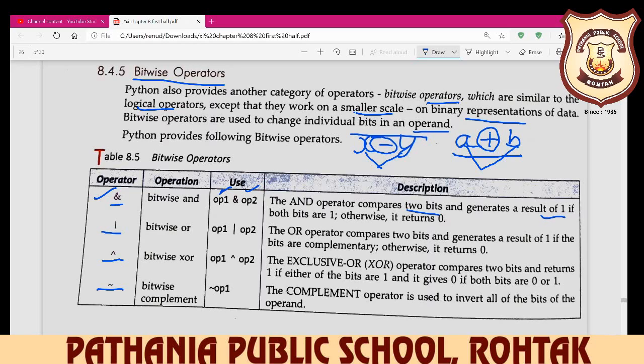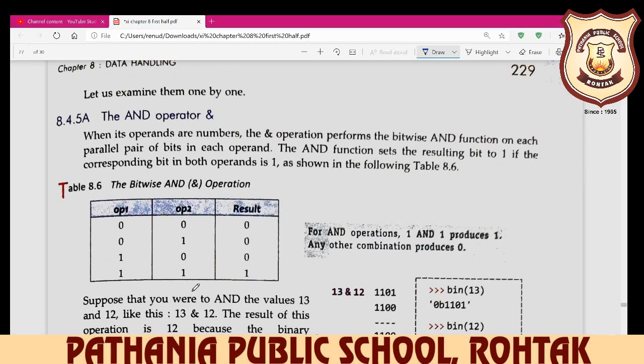First we learn about the AND operator, the ampersand sign operator. In the logical operator we use the word and, but here in the bitwise operator we use the ampersand sign. The logical operator works with string data type, float data type, and integer data type also. But the ampersand only works with the binary representation of data, meaning 0 and 1 only. When its operands are numbers, the ampersand operation performs the bitwise AND function.